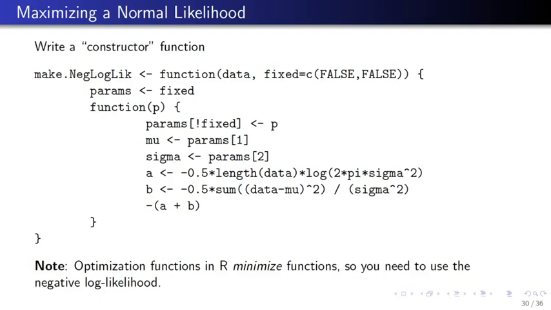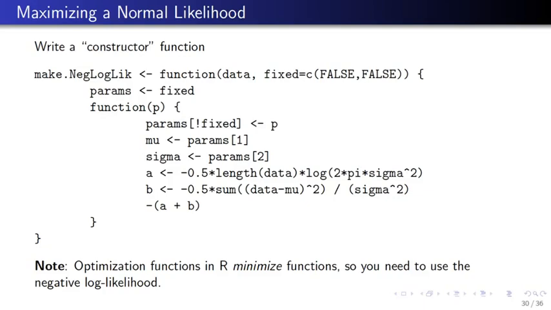So here I've written a constructor function that creates a negative log likelihood. Just as a note, most of the functions like optim, nlm and optimize in R attempt to minimize functions by default. So when you write your objective functions, if they're designed to be maximized, then you have to take the negative of those functions so that you can minimize them. Another thing is that all the code in this example will be on the website, so you can take a look at the code and try to run it yourself if you want.